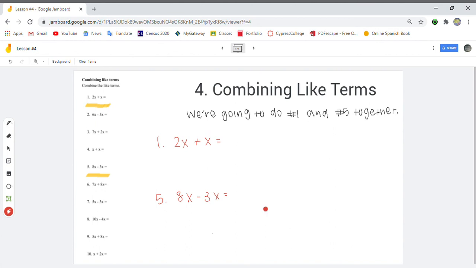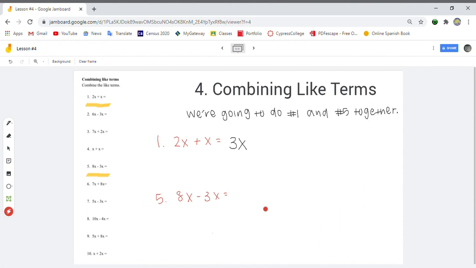And to do this, you just basically have to ignore the x, the variable, and just add the numbers themselves. So we have 2 over here, and we have an imaginary 1 over here. So we add 2 plus 1, which we get 3, and then we have to put the variable right here. So 2x plus x equals 3x. And let's do number 5 over here. I'll show you another problem.